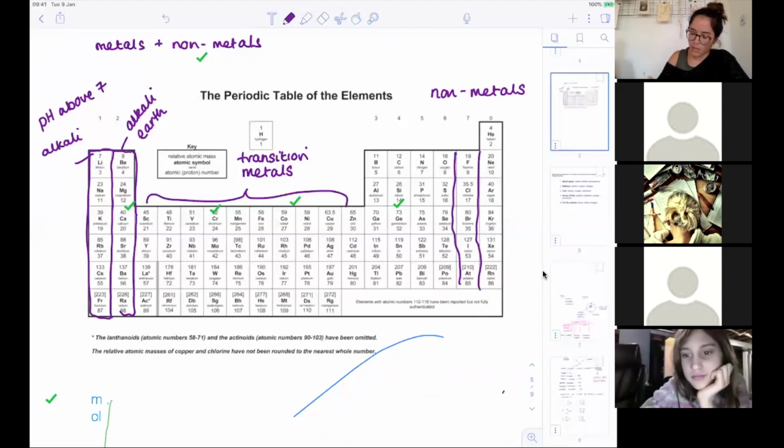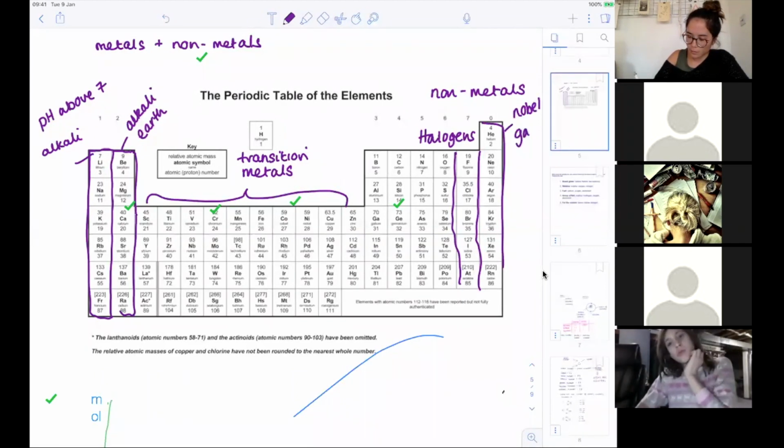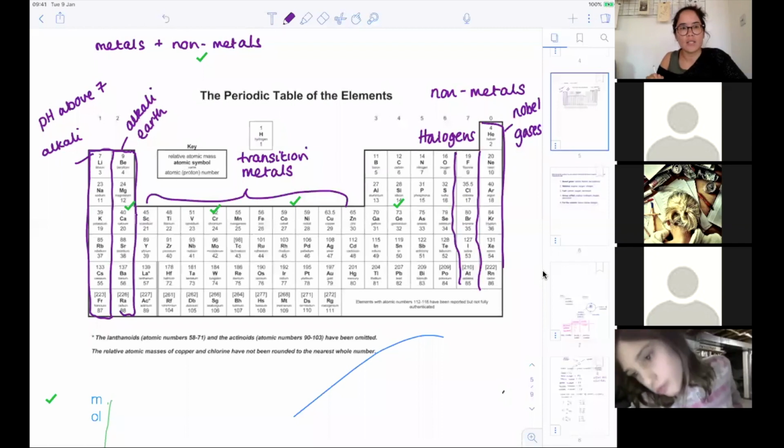Sorry, my hand's so shaky. These are known as the halogens. And then the last column here is known as the noble gases.